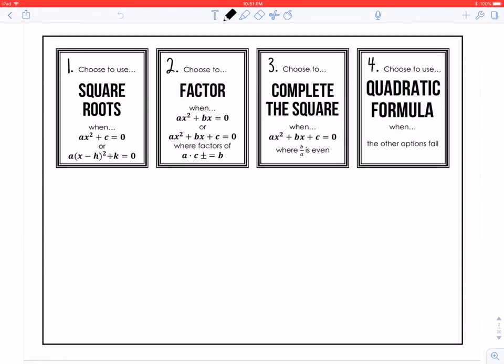Okay, just to give you an overview, this is the progression of what I would recommend for choosing your method. So I would choose to use square roots if two things were true. If I had a quadratic equation in standard form where my b is 0, I'd only have one x term, and so I could just solve for x. Using my order of operations in reverse, I'm undoing those operations so that I can solve.